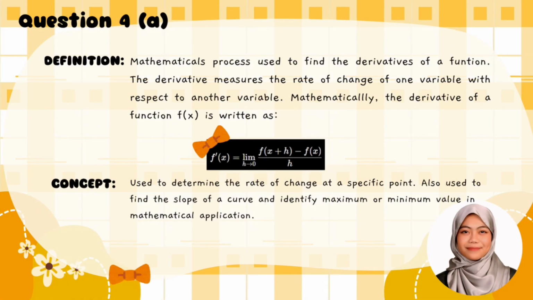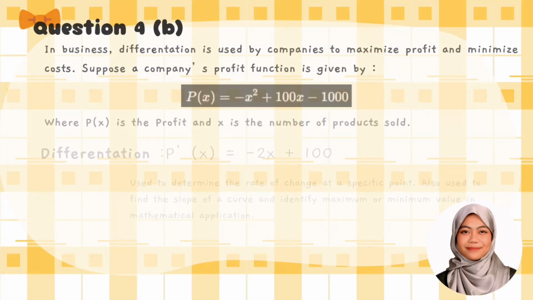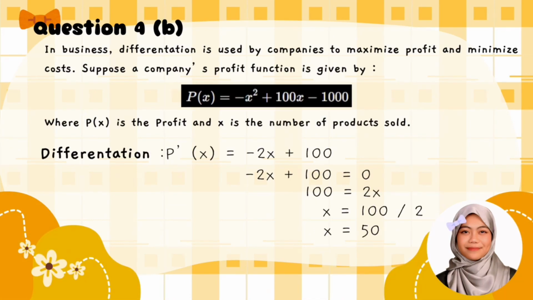For question 4.1, I will explain differentiation in both its definition and concept. Differentiation is a mathematical process used to find the derivative of a function, measuring how quickly a variable changes with respect to another variable. Conceptually, differentiation is to determine the rate of change at a specific point. It also helps us find the slope of a curve and identify maximum or minimum values in mathematical applications and even real-world problems.